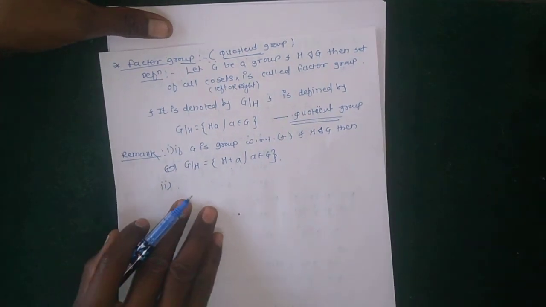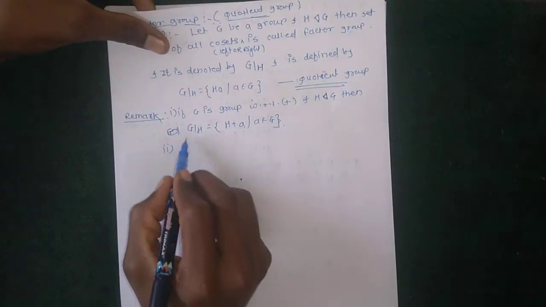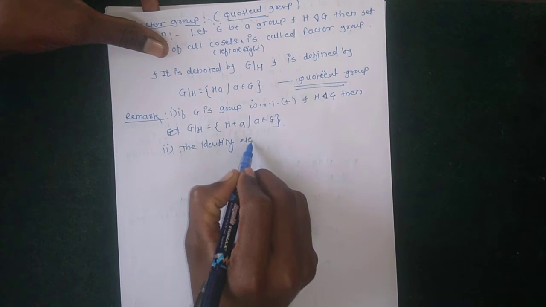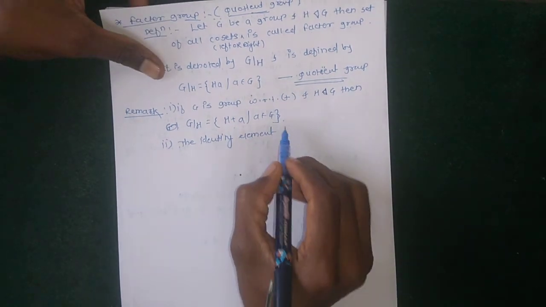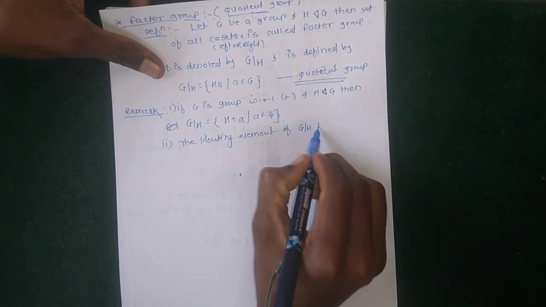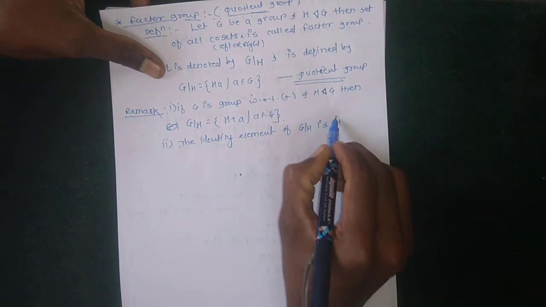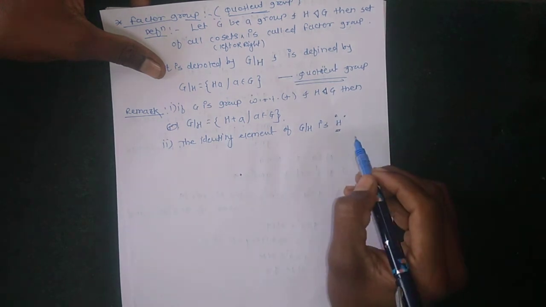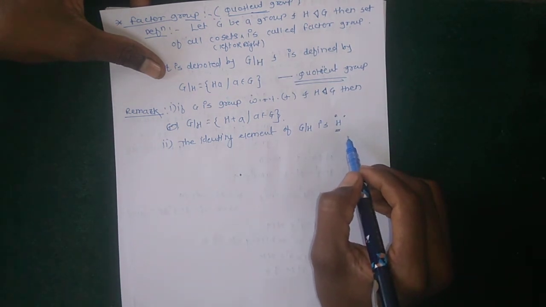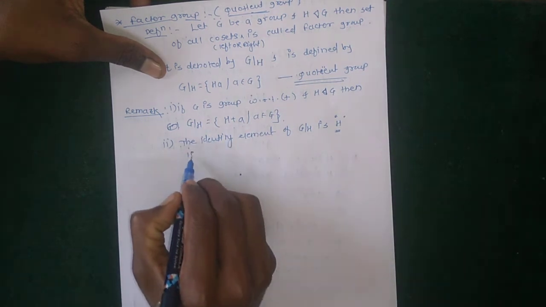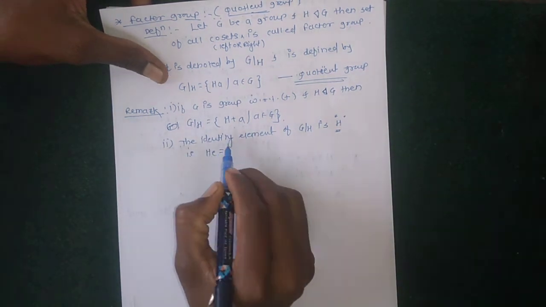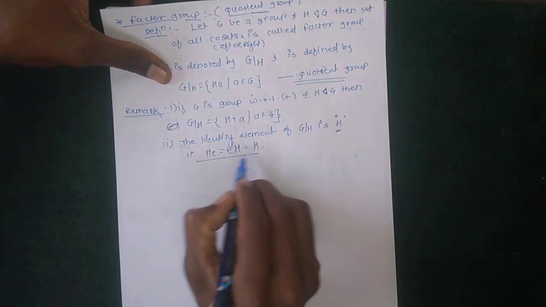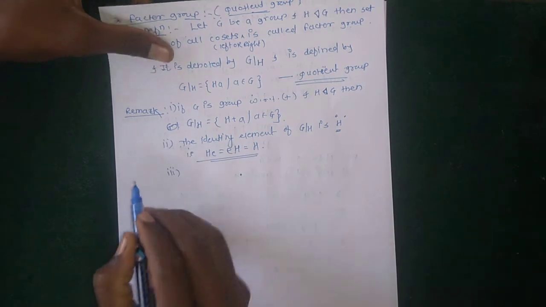The second remark is the identity element of G over H is H itself. Okay, the identity element of factor group is H itself, that is, H equals EH. This is very important.